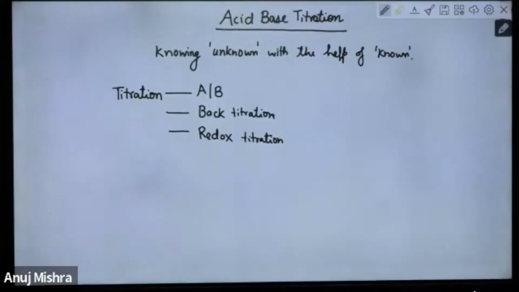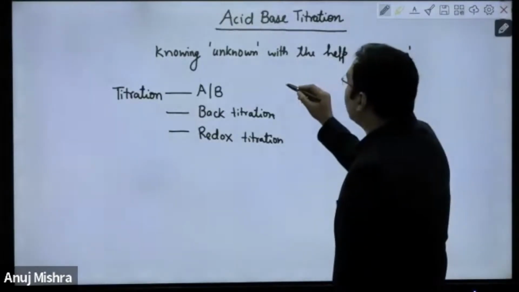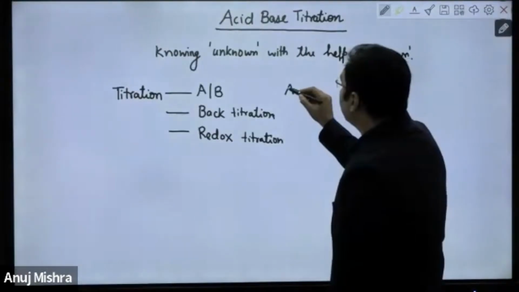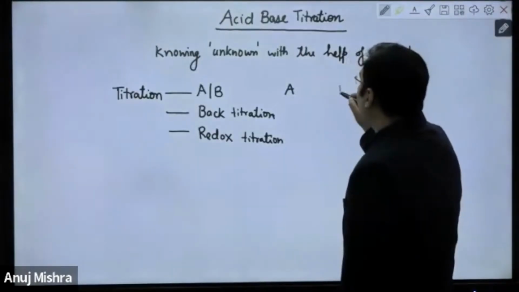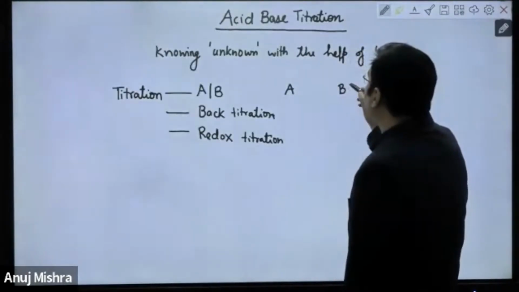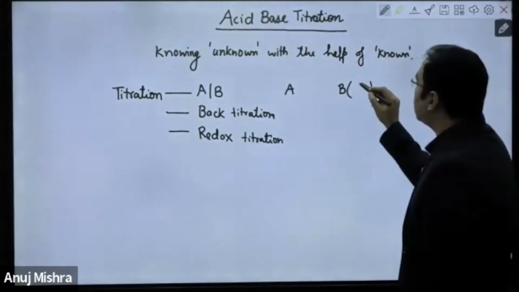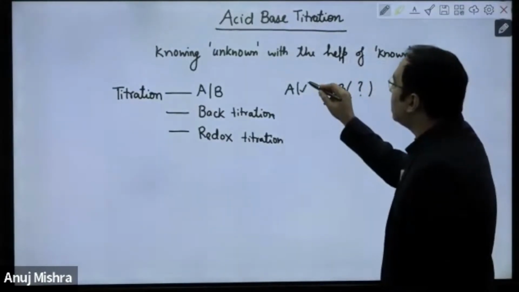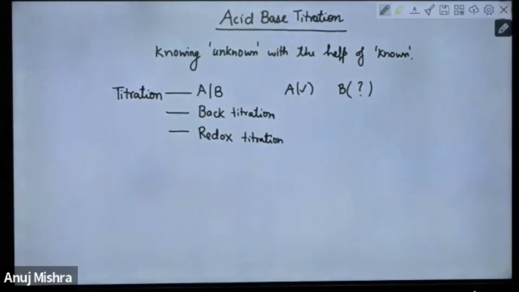So when you talk about acid-base titration, let's say you're titrating some known acid and there is some unknown base and you want to calculate the value of its concentration. This is known, this I want to calculate, or vice versa. Base is known, acid is unknown. That is called acid-base titration.